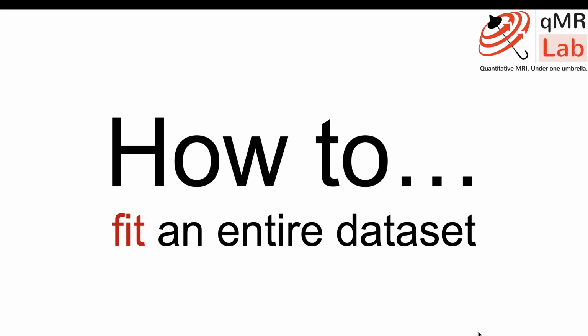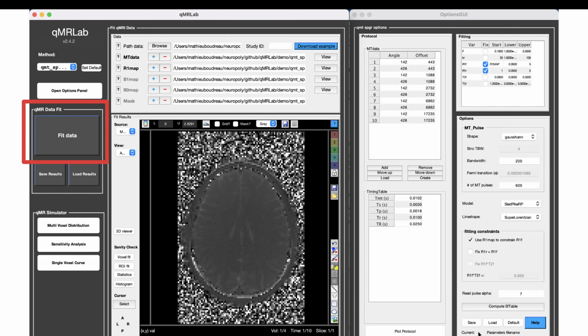Now, once you've done all that and the data looks good, fitting the entire data set is probably the easiest part, really. So you'll go to fit data, everything's loaded, your protocol is correct, you've computed your SF table for your protocol if you've changed it.